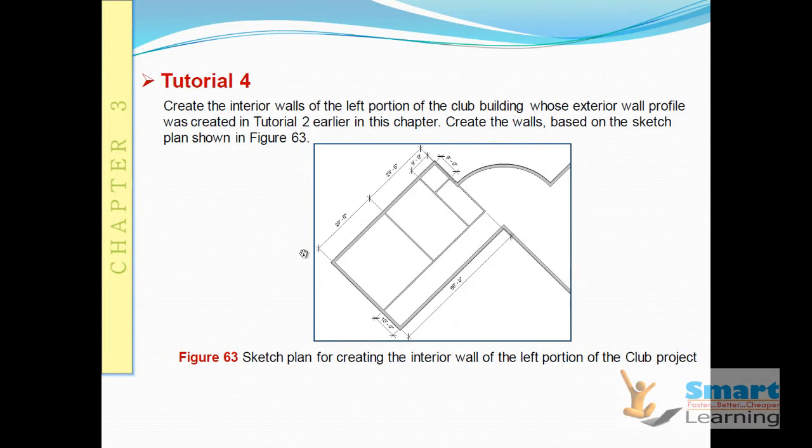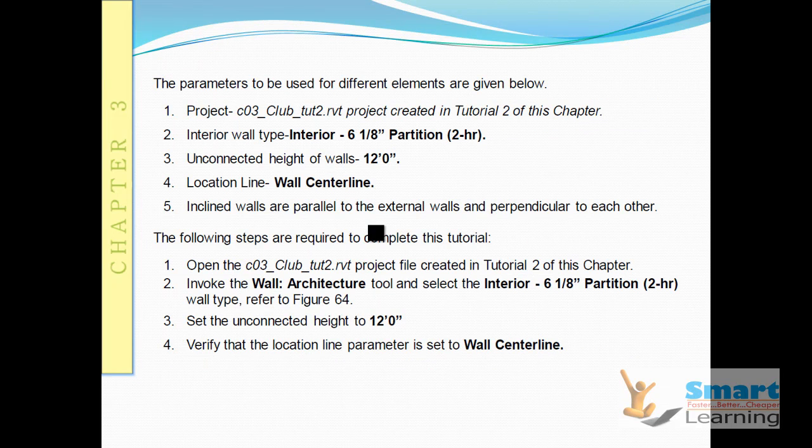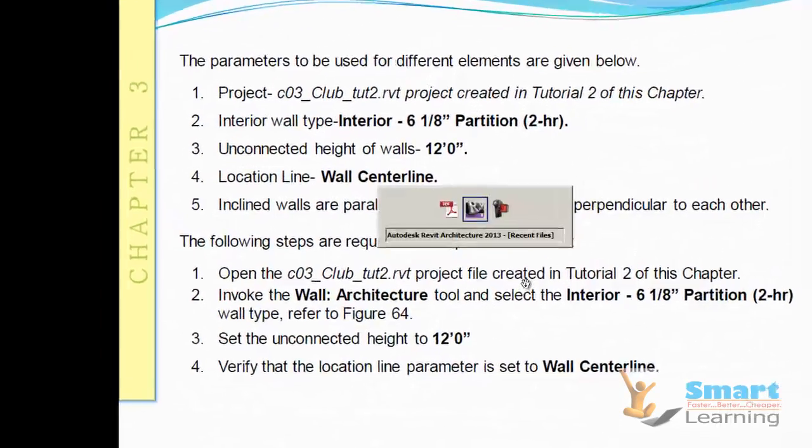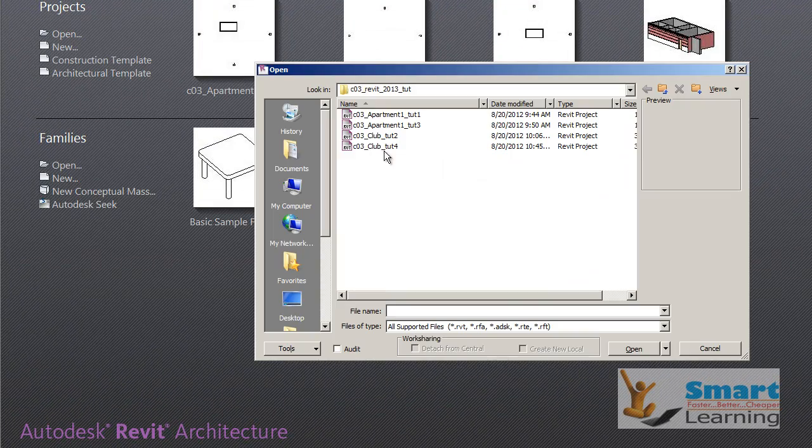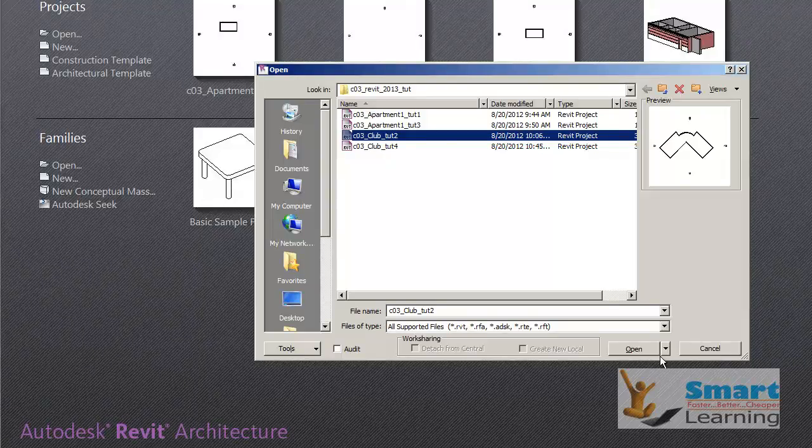Next we'll move to our next tutorial, where we'll create the internal partitions as per our requirement. So quickly you can create this at whatever heights you need. Here we'll be taking the 6 and 1/8 inch partitions, and the unconnected wall height will be 12 feet, and we are taking the wall center line. So we'll take the earlier tutorial which I did in tutorial 2. This is tutorial 2 which you have taken, this one.